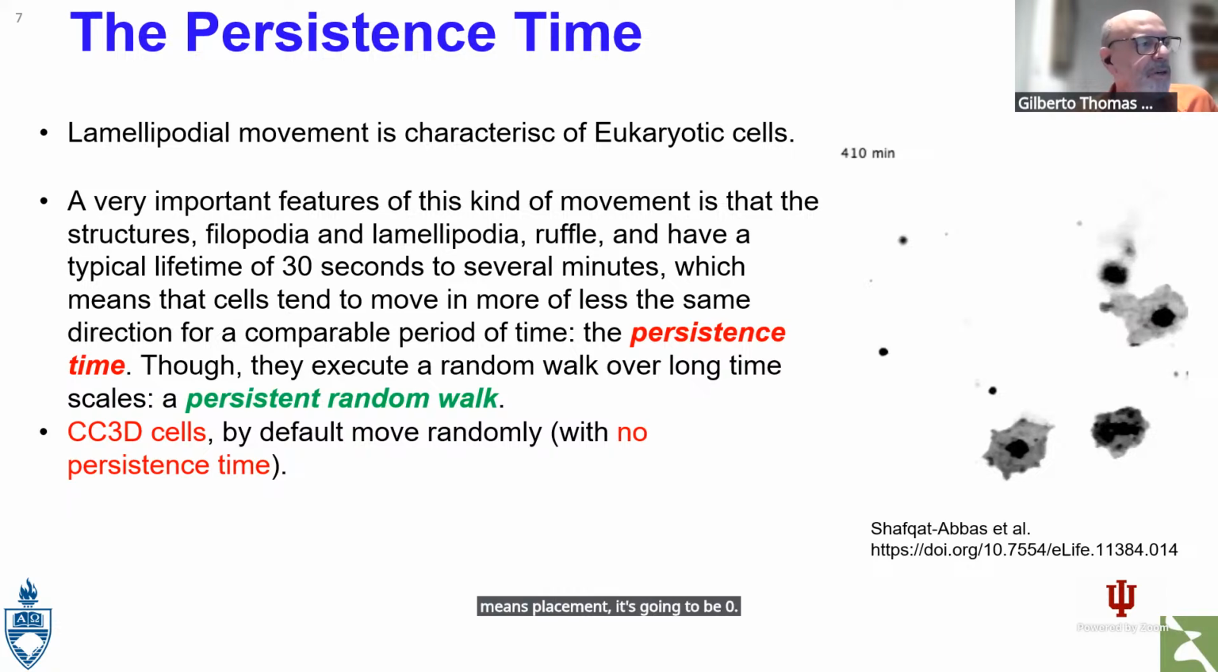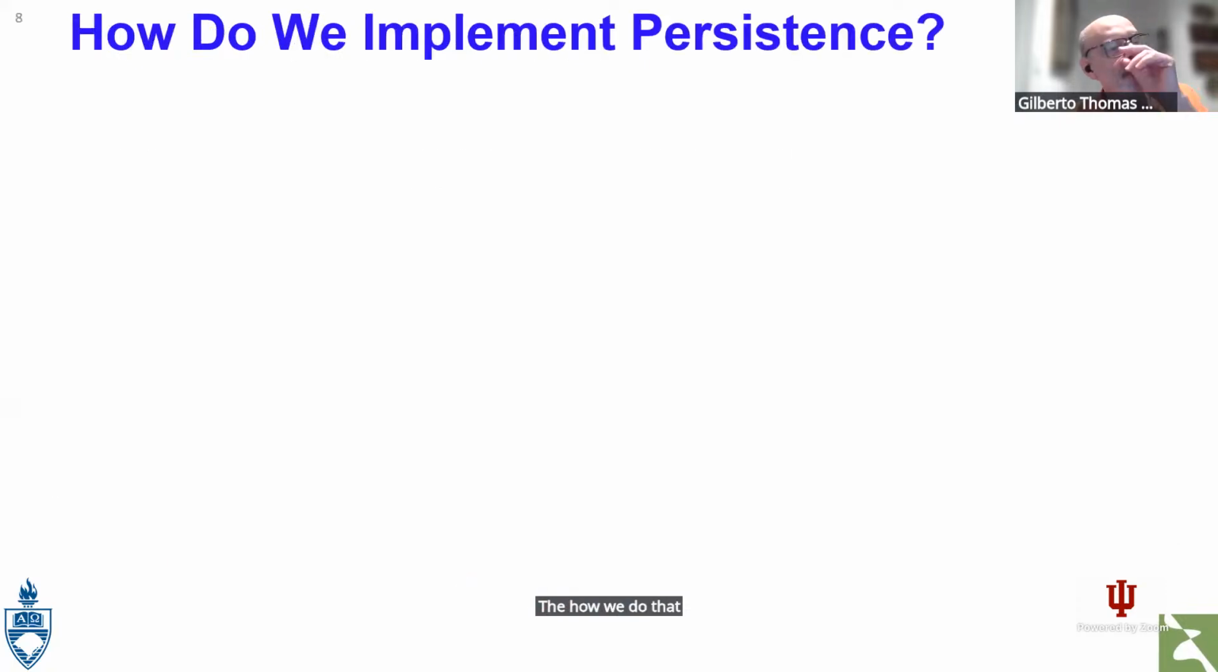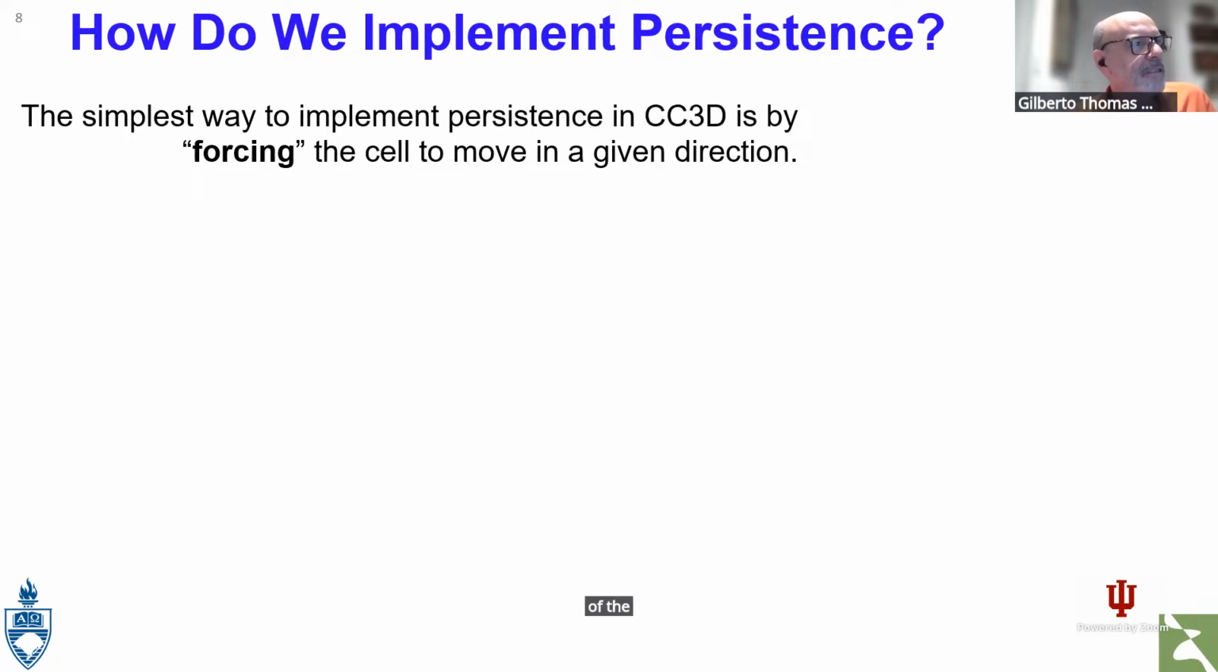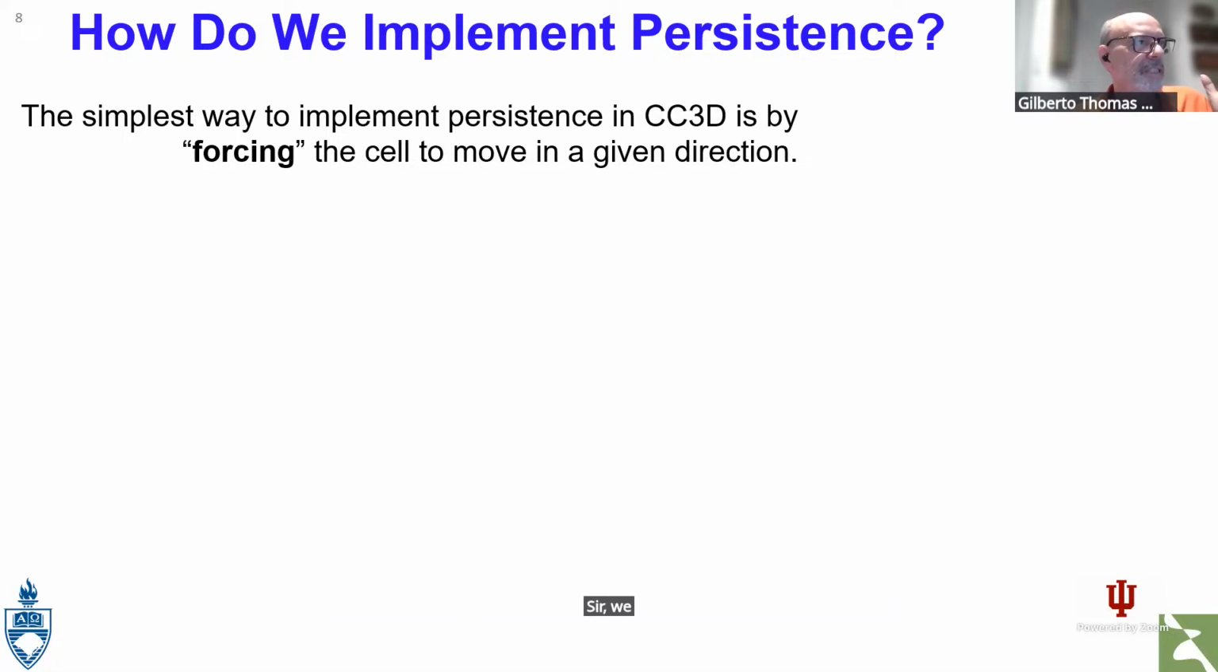Okay, so we have to impose a persistent random walk on the cells, and this is how we do that: the role of the external potential plugin. We are going to emulate a way to impose force on the cells. Remember, CompuCell doesn't work with forces. It works with energies and differences of energies. Sure? We cannot put a force on a cell.